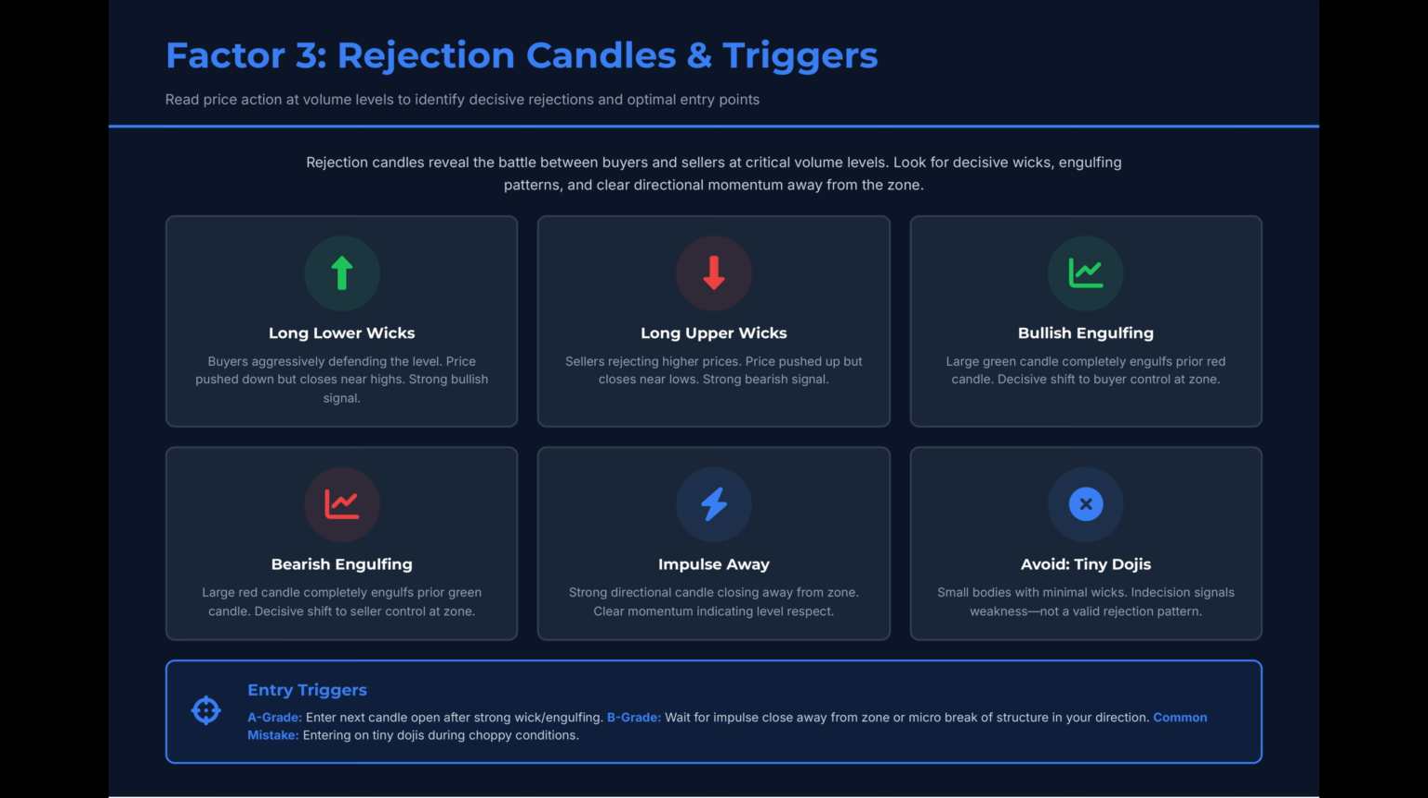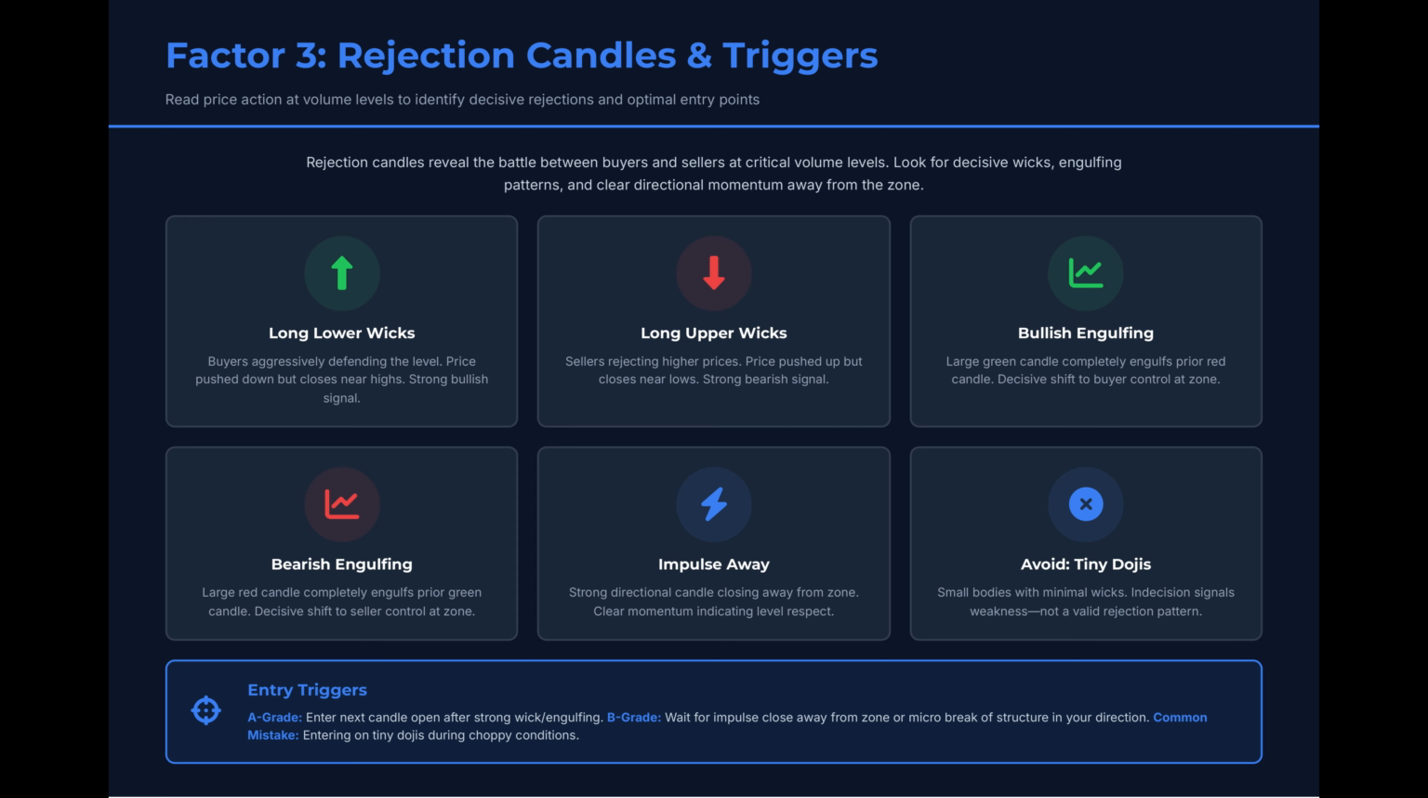For short entries from resistance, like the previous day's value area high, you want to see a bearish rejection candle. This means a candle with a long upper wick. Price spiked into or toward the VAH, sellers stepped in aggressively and price was pushed back down. If you see a strong rejection candle, long wick, decisive move, clear commitment from institutions, you score 2 points. This is your green light for aggressive entry.